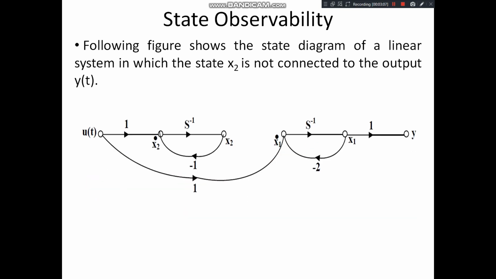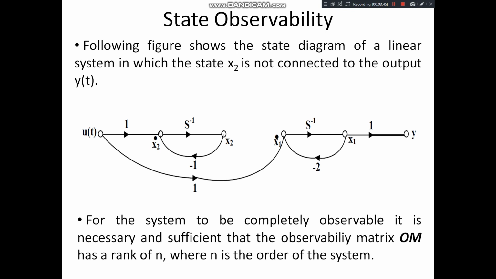We see in this figure a linear system where the state variable x2 is not affecting the output, or the output cannot be connected to the state variable x2. Therefore the x2 state is not observable, whereas x1 is connected to y, so only x1 is observable and x2 is not. When we talk about the overall system, it is not completely observable.